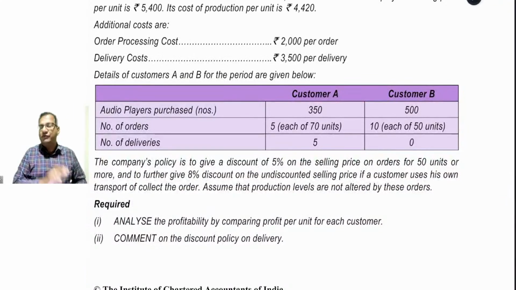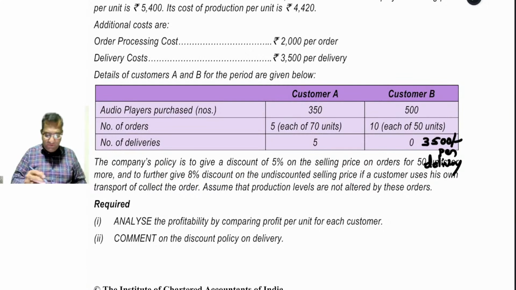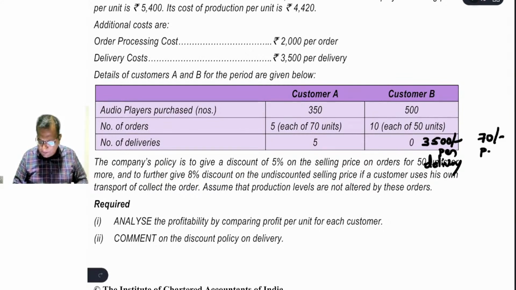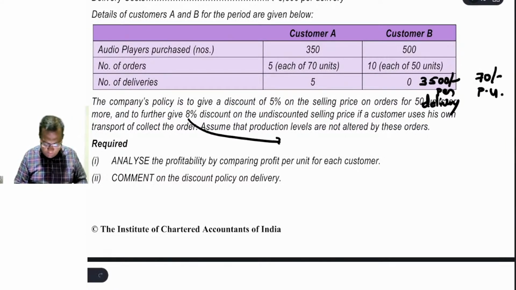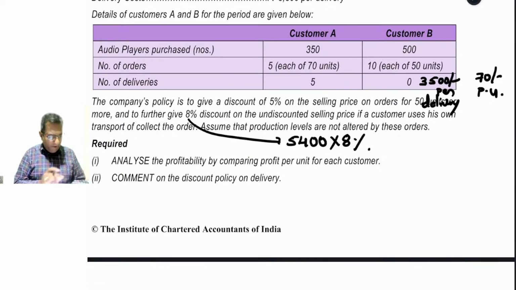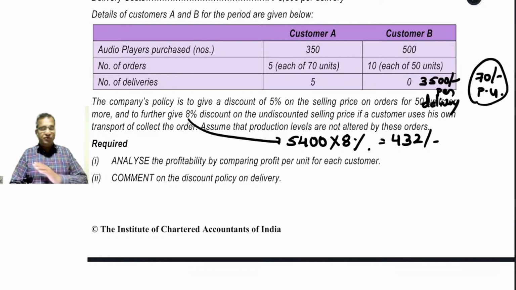If customer takes the delivery from us, for each delivery it will cost us 3,500 रुपी हर डिलीवरी के, एंड हर डिलीवरी में कितनी यूनिट वो हमसे लेता है? 50 यूनिट. सो ऑन पर यूनिट बेसिस ये पर डिलीवरी हो गया, और इसको अगर हम कन्वर्ट करें पर यूनिट में 3,500 डिवाइडेड बाय 50 इट विल बी 70 रुपी पर यूनिट. एंड 70 रुपी पर यूनिट को सेव करने के लिए वी आर प्रोवाइडिंग हिम 5,400 into 8%. What is the amount? 5,400 into 8%. We are providing a discount of 432 per unit since customer B is not taking the delivery, while the amount saved from the customer is just 70 rupee per unit, which is not at all justifiable.